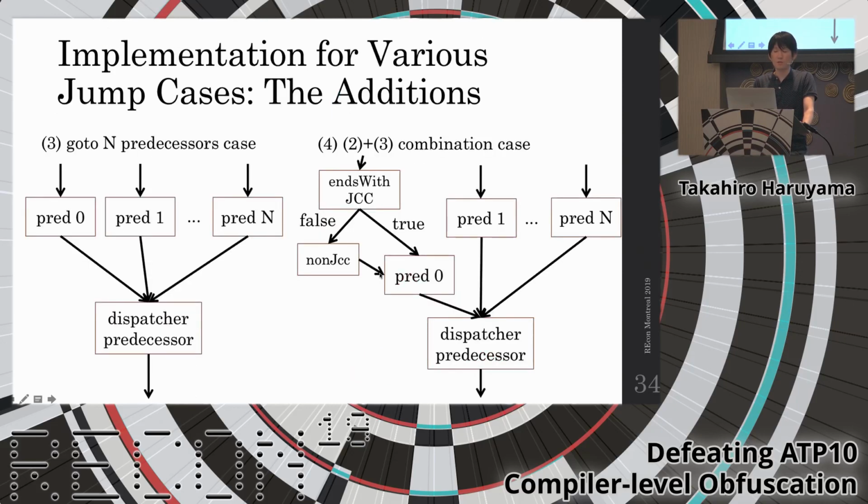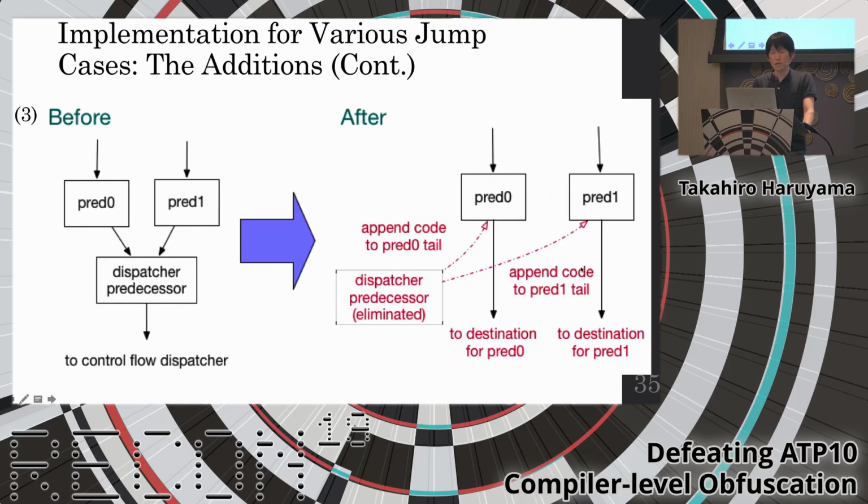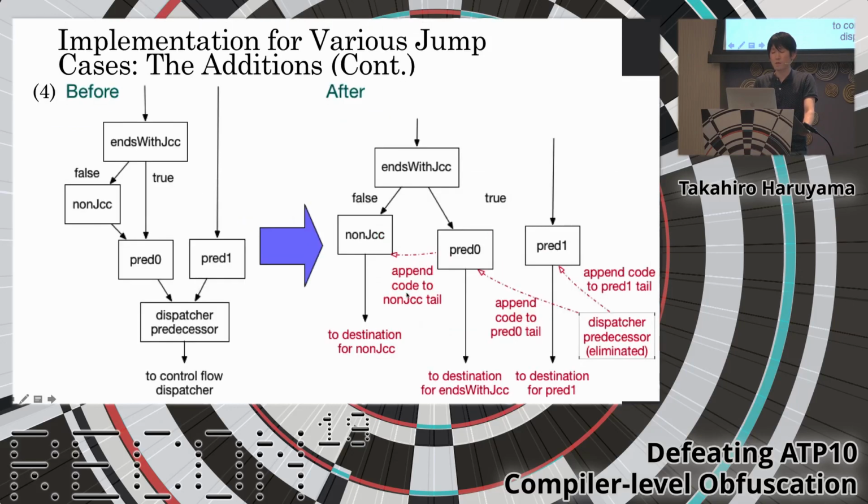The modified code supports 3 more jump cases. Case 3, go to any predecessor's case. Case 4, a combination of 2 and 3. Handling case 3 is similar to case 2, but the dispatcher predecessor will be eliminated. In jump case 4, appending code occurs twice. First, to each predecessor. Second, to non-JCC.